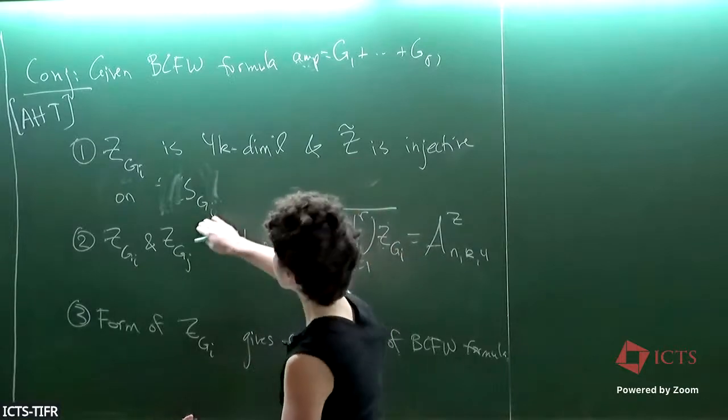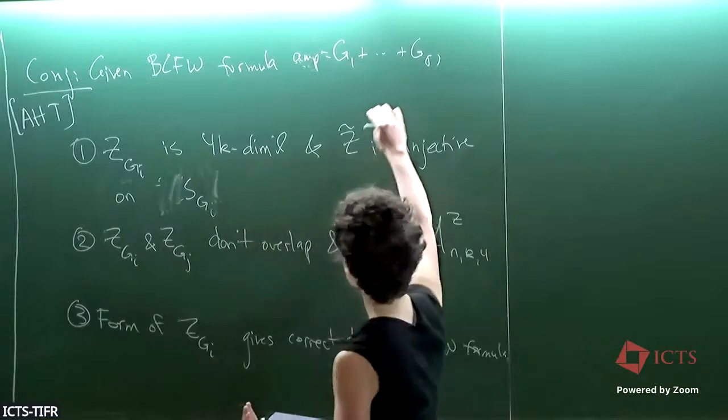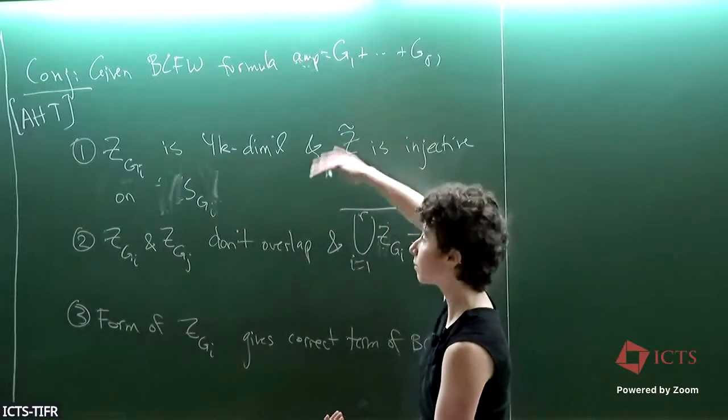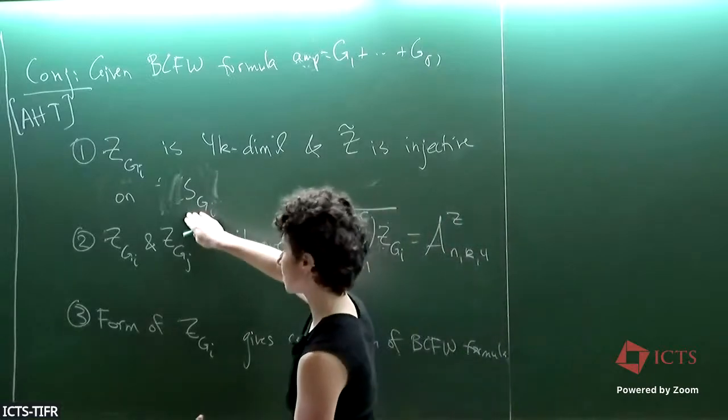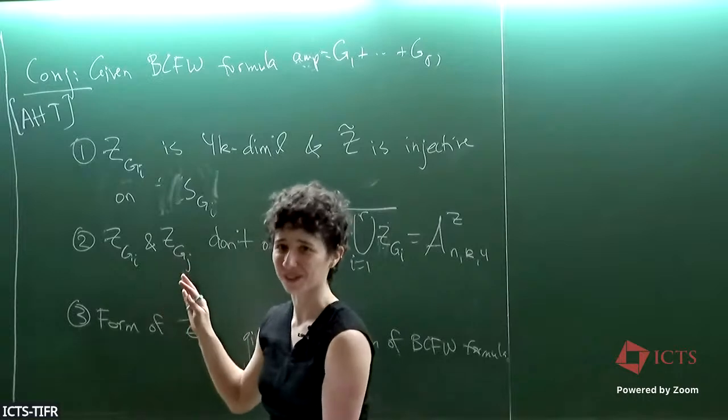Yeah, so these are very special positroid cells is the answer. They're sort of exactly the ones that come from these BCFW formulas. And so in particular, these positroid cells themselves are 4K dimensional. So at least there's a chance for this to happen.